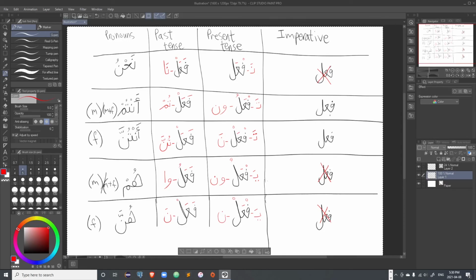Finally, for the imperative here, we will add the alif with the connecting hamza. أنتم افعلوا. Again, this waw to indicate the plural form. افعلوا. For the feminine, we will add the alif again. افعلنا. أنتن افعلنا. And this is it with regards to the conjugation sheet.